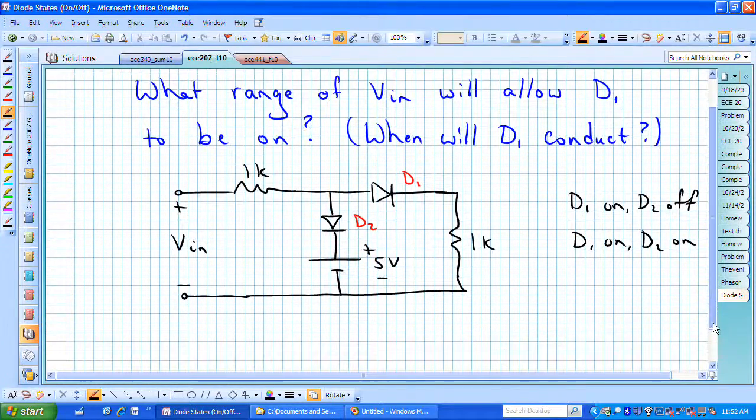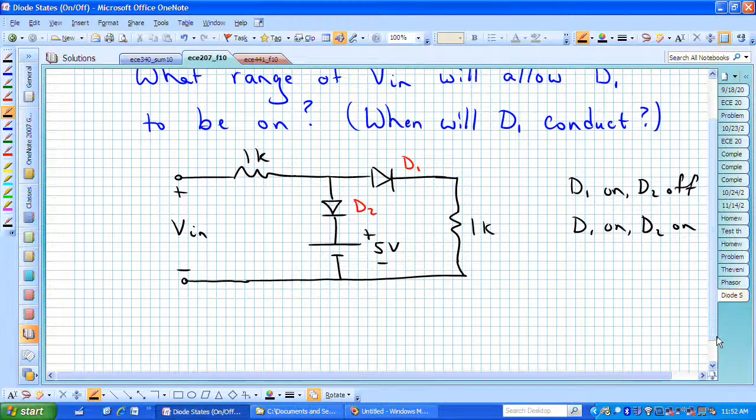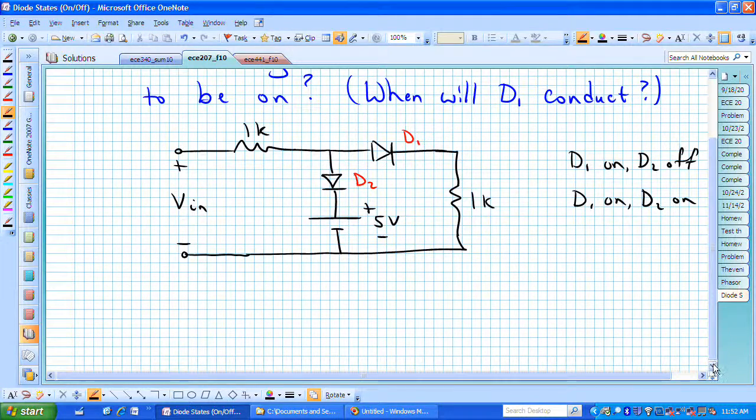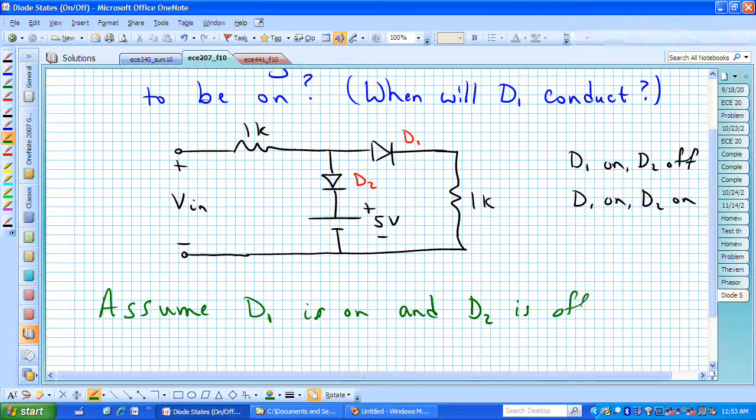Let's make the first combination of those diodes. Let's examine this circuit when diode 1 is on or conducting and diode 2 is off or opened up. That's our first analysis. So we're really going to look at two different circuit configurations. First, let's look at diode 1 being on and diode 2 being off.